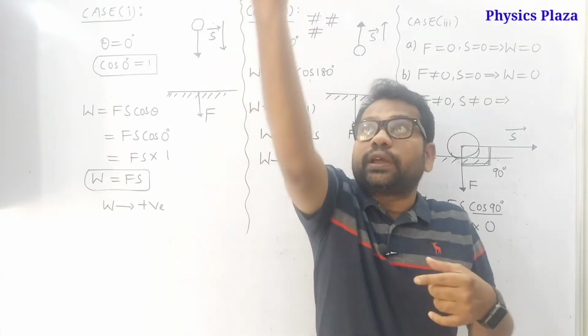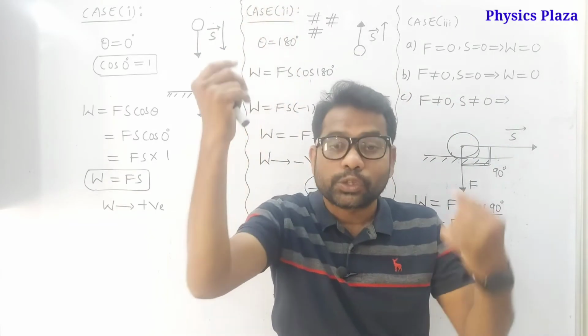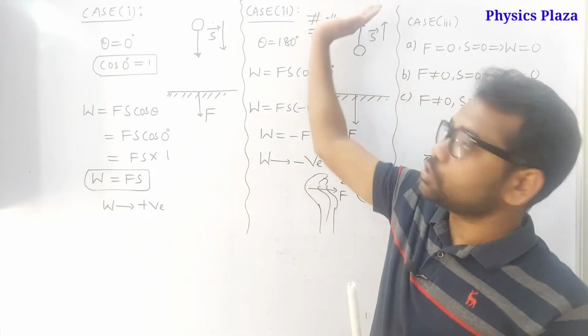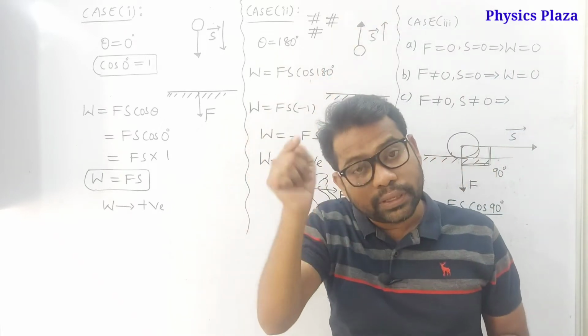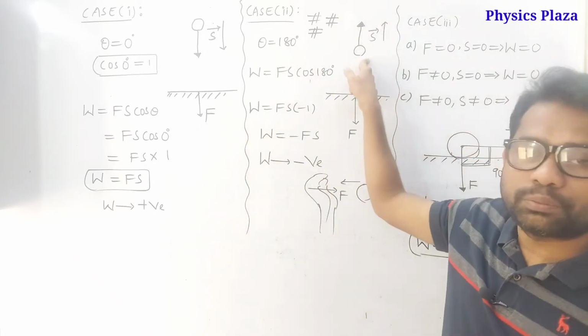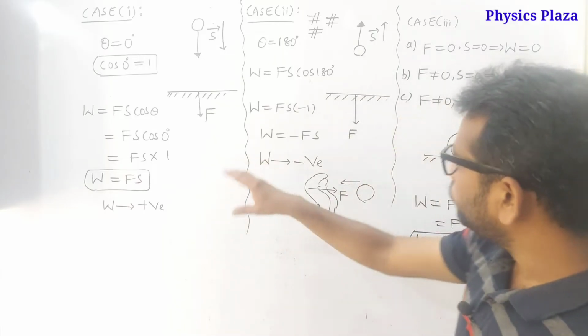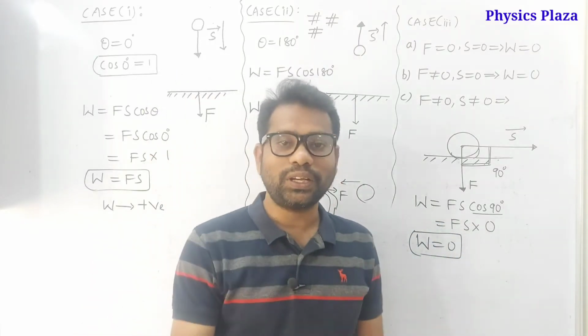See, I am applying force. I am not thinking about gravity now. Gravity is acting in the downward direction. So the work done by you is positive because you are applying force upwards and the body is going upwards. But if you want the work done by the gravitational force, it is negative because its direction is downward.